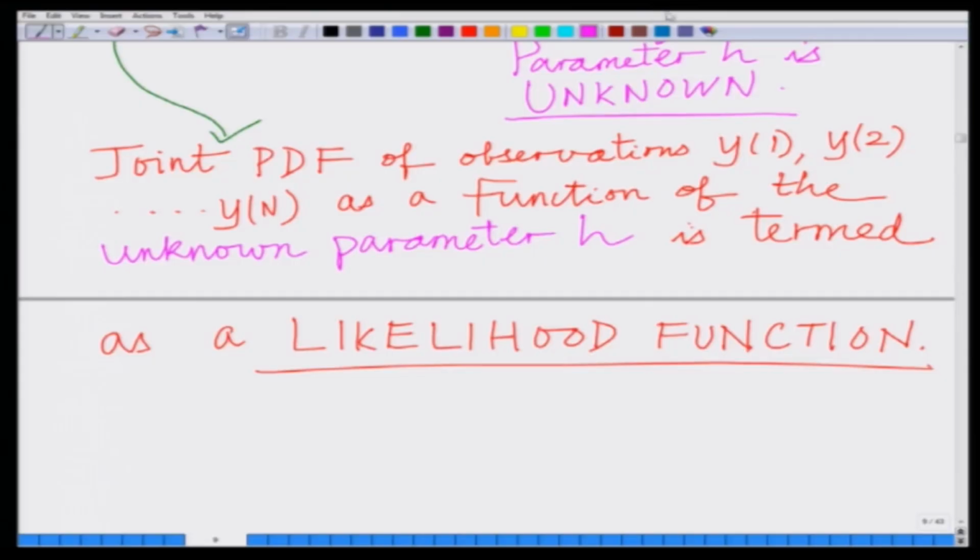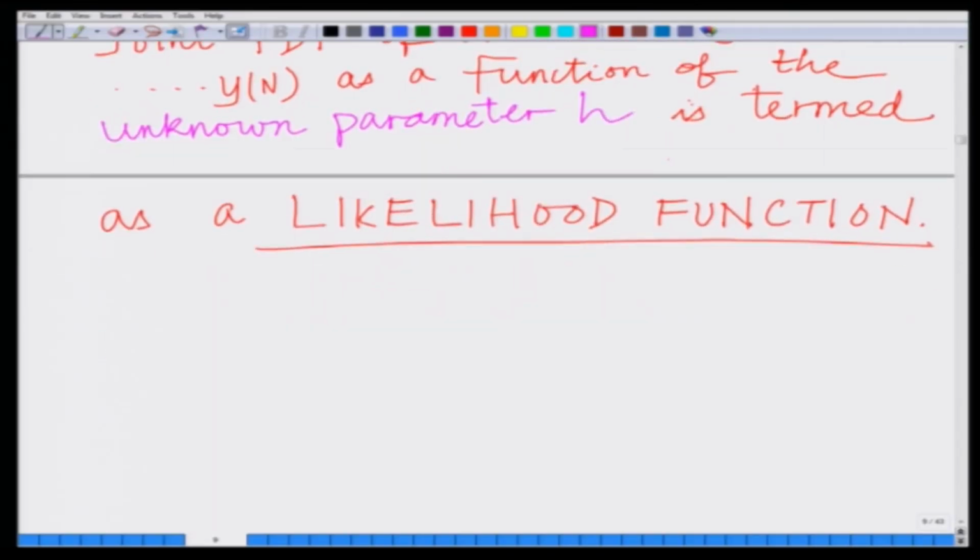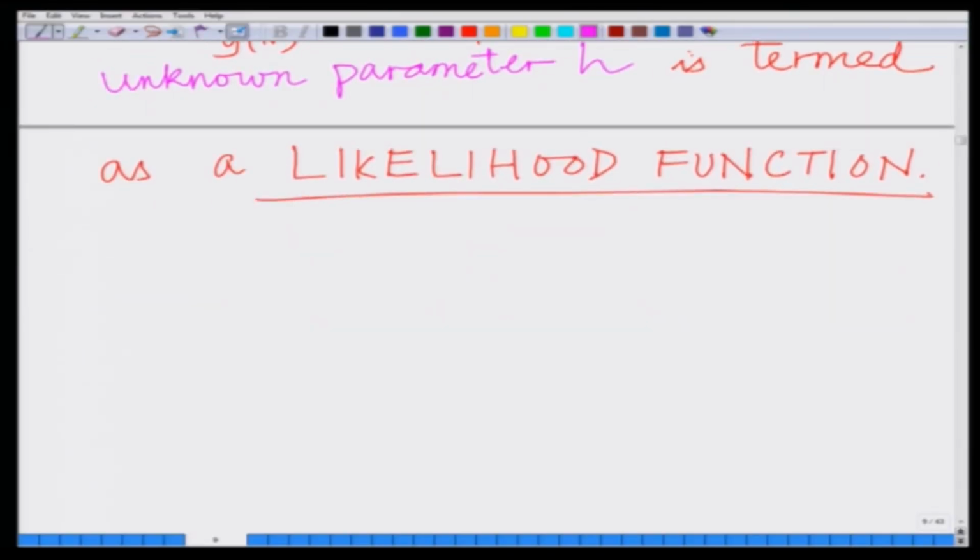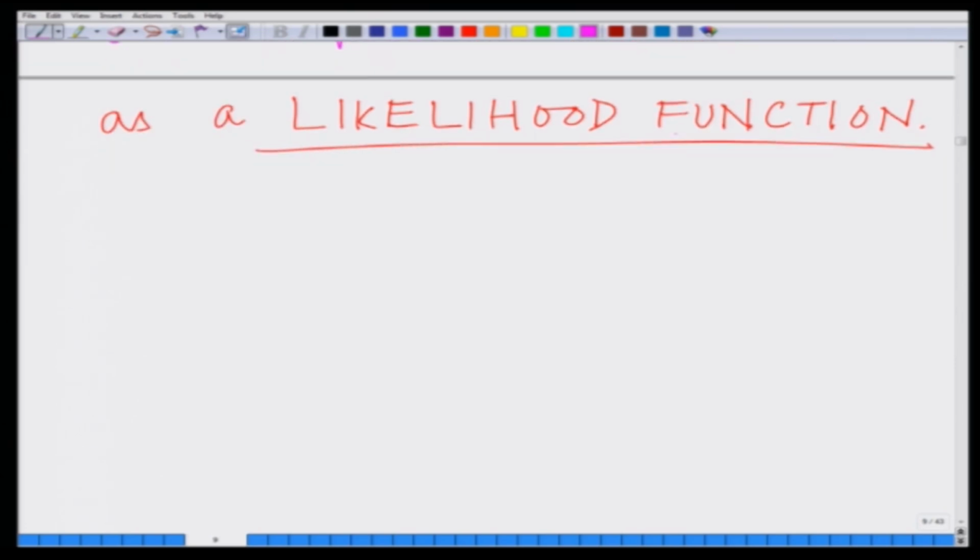Now we would like to maximize this likelihood function and find that value of h which maximizes this likelihood function, and that is known as the maximum likelihood estimate. So what we would like to do is, first let us look at this likelihood function. What is this likelihood function?